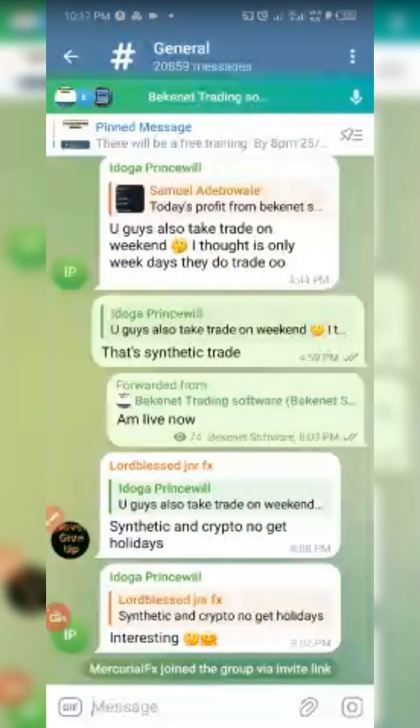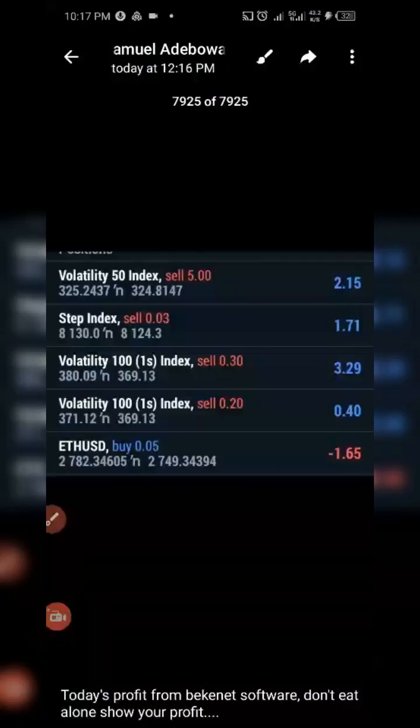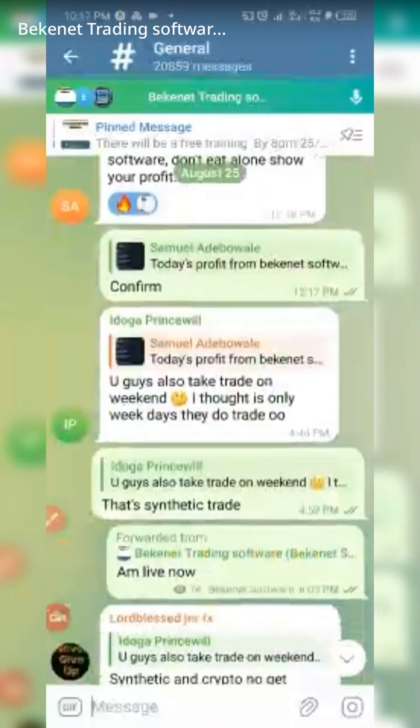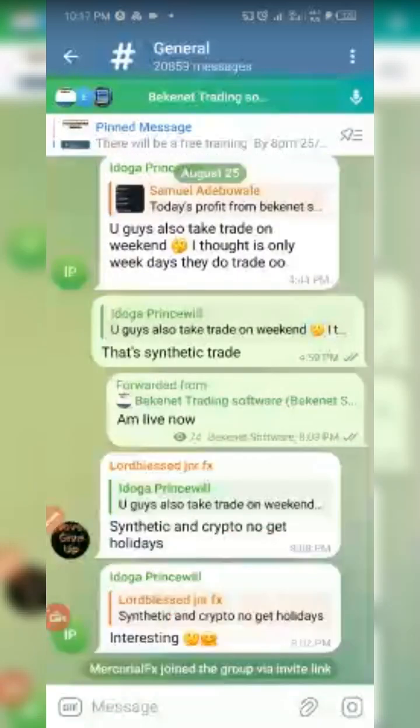As you can see, somebody is asking if they're actually trading synthetic. This is the synthetic trade for today. Somebody in the group posted it. You understand? And somebody was still asking if they're actually trading synthetic here. You understand? We replied and we chat here, we talk here.